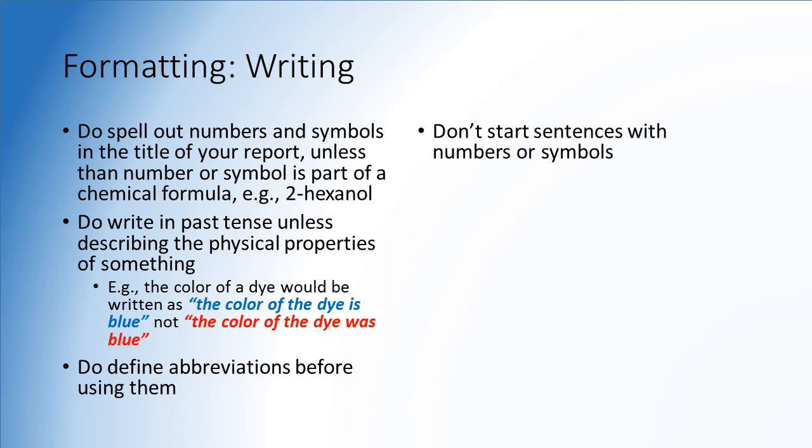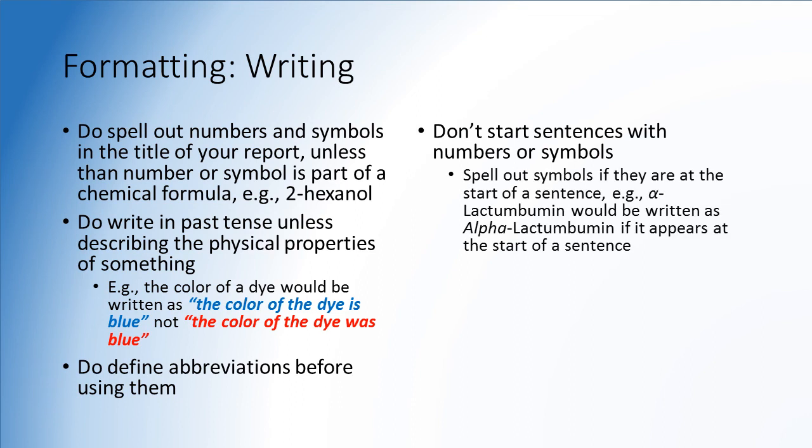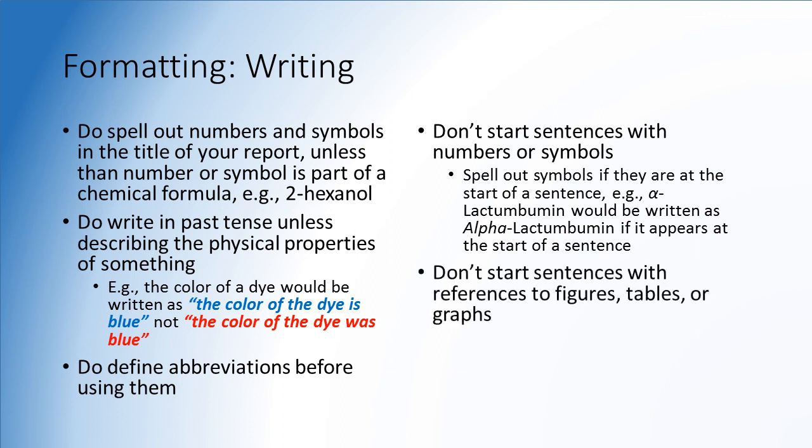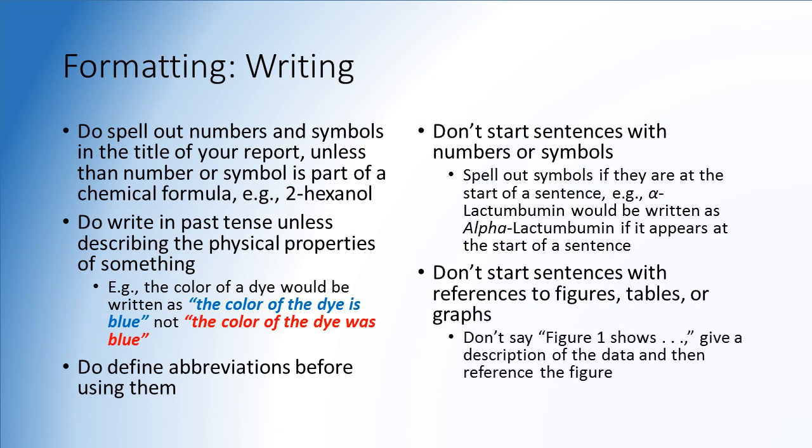In general, don't start sentences with numbers or symbols. If you have to start with a symbol, spell it out, such as alpha-lactalbumin. But if you have a number such as a mass or a temperature, you don't have to spell it out. Don't start sentences with references to figures, tables, or graphs. For example, if you are referring to Figure 1 in a report, give a description of the data and then reference the figure, but don't start by saying Figure 1 shows.